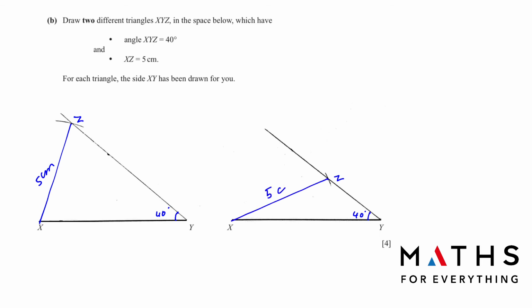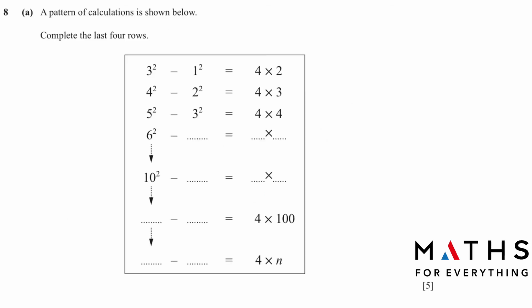It was an easy question, but sometimes children get a little bit confused. Always start doing what you know. Eventually you will be able to figure out. Okay? Question number 8 is a number sequence question. We have to complete the last 4 rows.